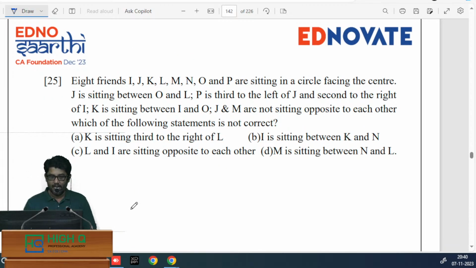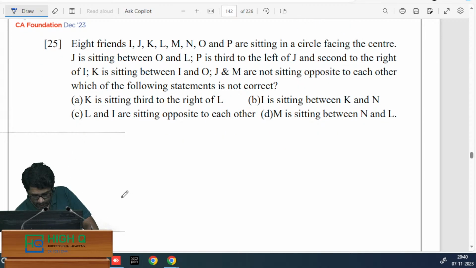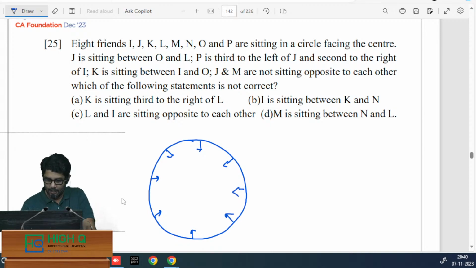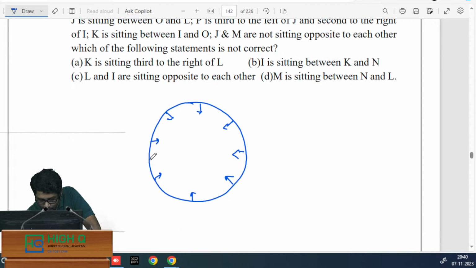Okay, 8 friends I, J, K, L, M, N, O and P are sitting in a circle facing center. Okay, center. 1, 2, 3, 4, 5, 6, 7, 8. Now, J is sitting between O and L.